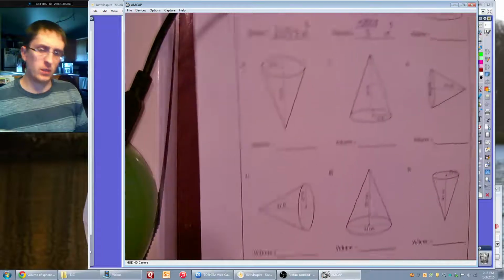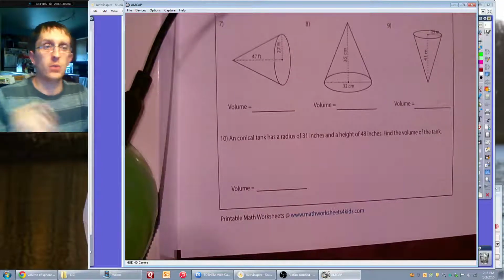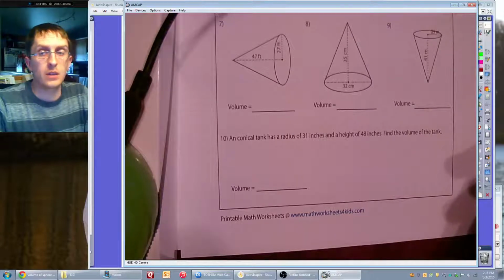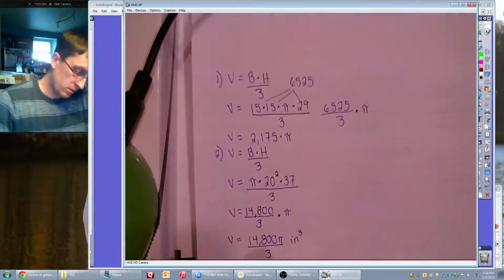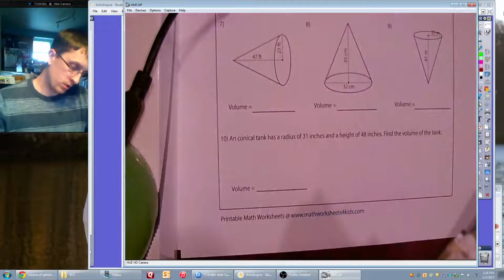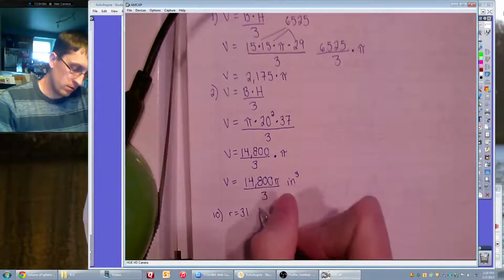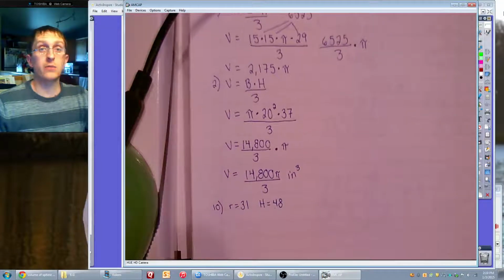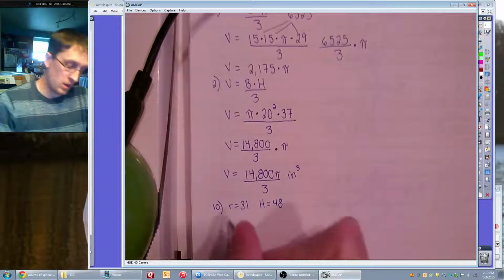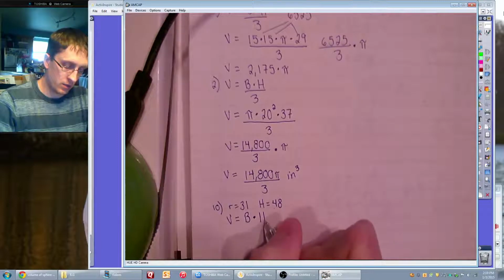Let's actually look at the bottom one. Number 10, a conical tank has a radius of 31 inches and a height of 48. Find the volume of the tank. Radius was 31 inches and height was 48. I want you to pay attention to how I'm writing down the information that was in the problem to help me out. Volume is equal to the area of the base times the height of the cone divided by 3.